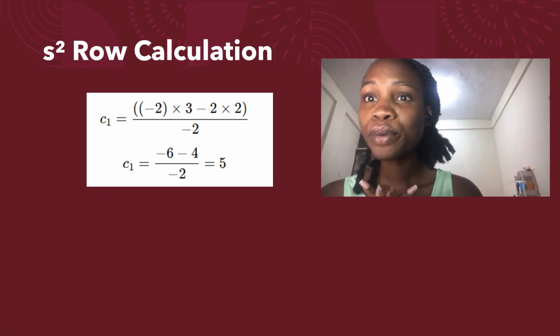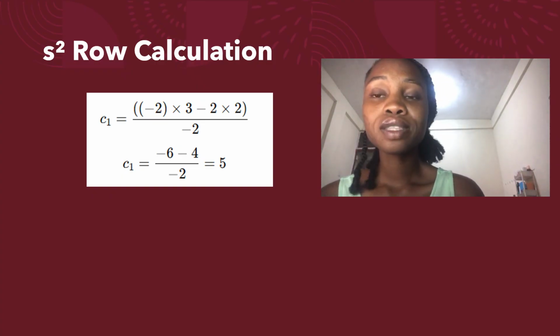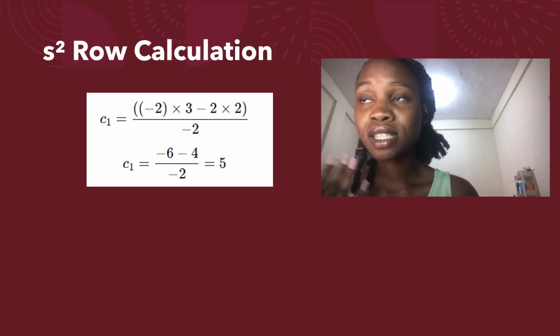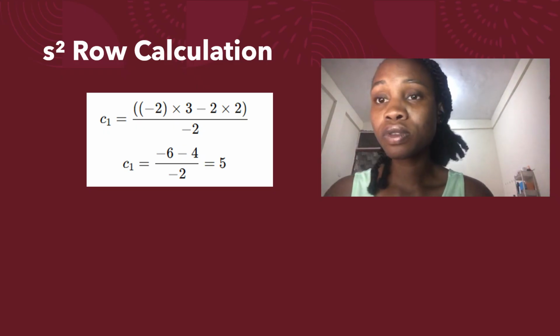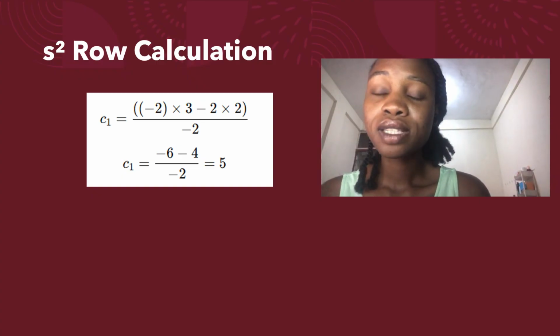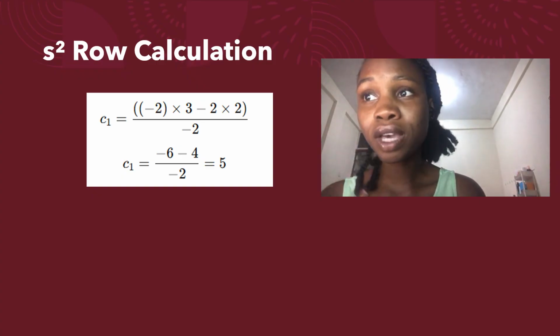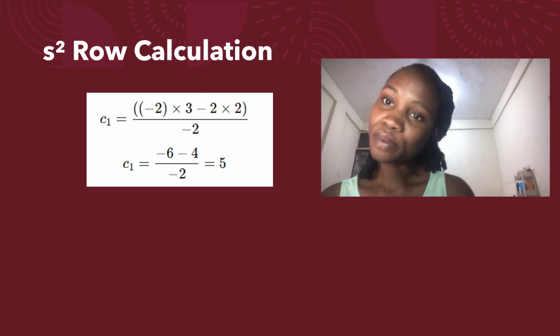So now we compute the s exponent 1 row using the same determinant method. c1 will be equal to this, and then c1 will now be equal to 5. So the s superscript 1 row becomes 5. We are almost done constructing the Routh table.